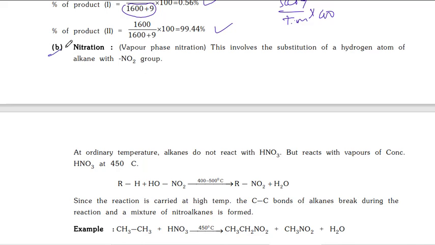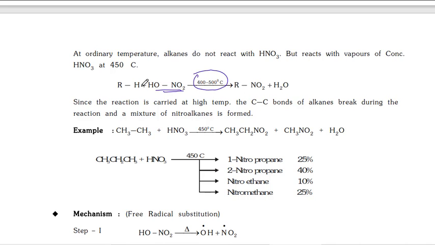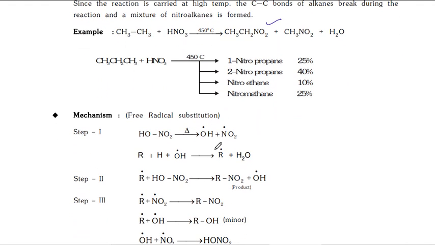Then nitration, vapor phase nitration. This involves the substitution of a hydrogen atom of an alkane with an NO2 group. Generally it does not react, but at higher temperature, in the vapor state, some reaction is there. Here water is removed and RNO2 is forming. Okay, next. Here also, secondary hydrogen is a little bit more reactive, that's why 2-nitropropane is maximum, then 1-nitropropane.